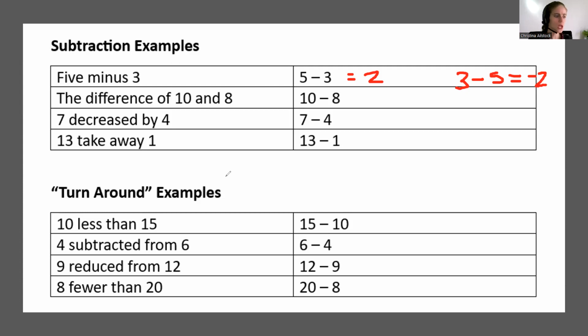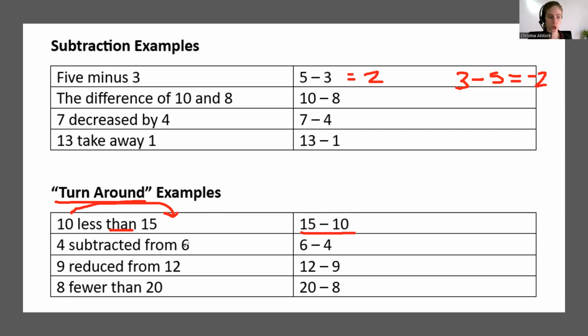you have. So some of the major turnaround examples that let us know that that number needs to come after would be like 10 less than 15. Since the 10 is less than the 15, that's telling us that we have to turn this around, put the 10 at the end, and make it 15 minus 10.